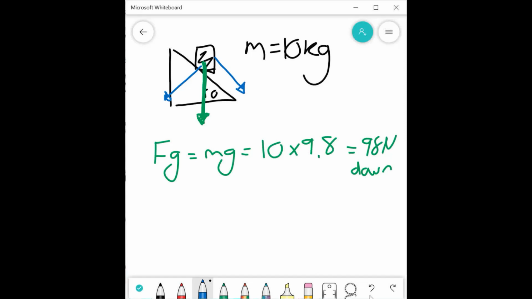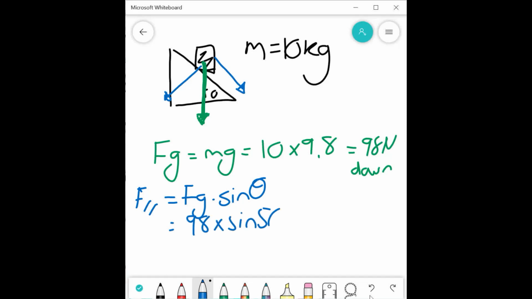We know that sine of theta is equal to F parallel over Fg. So we want to work out F parallel, which is Fg sine theta. So we've got 98 times sine of 50 degrees. Plug that into your calculator and you get 75.07 newtons.